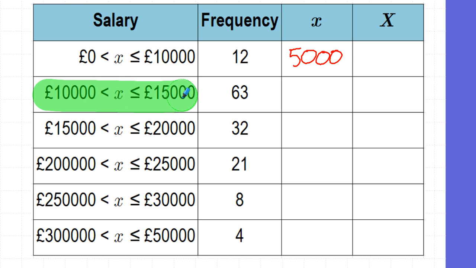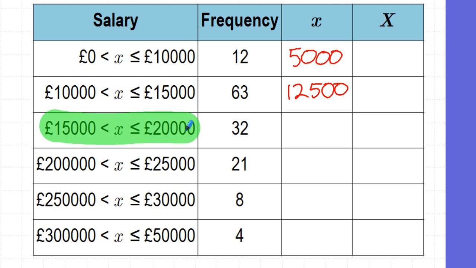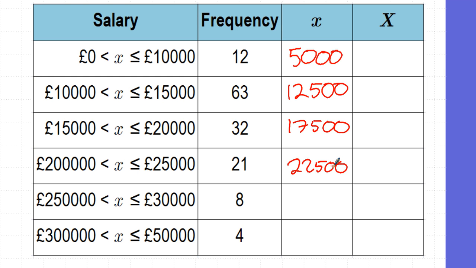So the midpoint there is 12,500. The midpoint here is 17,500, etc. We just need to be careful because the group at the bottom is wider. So when we get to here, the class, the group is much wider. The midpoint there is of course 40,000.